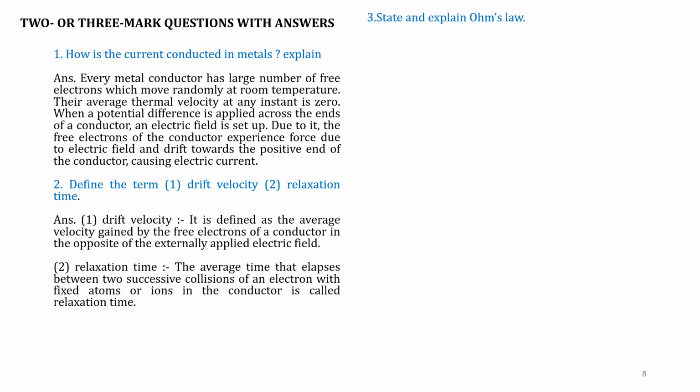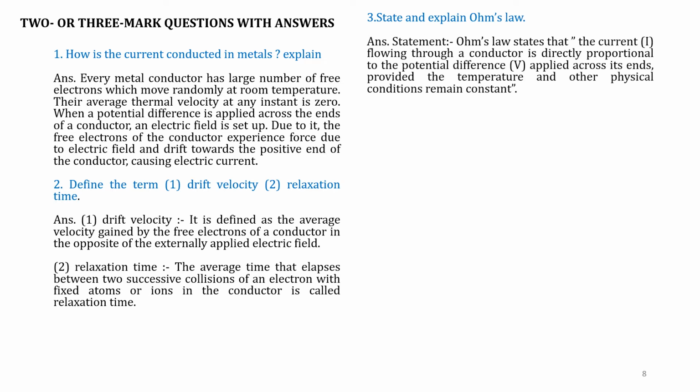Question number 3. State and explain Ohm's law. Ohm's law states that the current I flowing through a conductor is proportional to the potential difference V applied across its ends. The conditions for this are that the temperature and physical conditions should remain constant. That is, I is proportional to V.